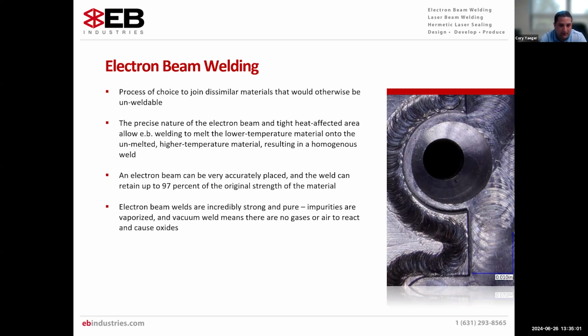An electron beam can be very accurately placed, and the weld can retain up to 97% of the original strength of the materials. Electron beam welds are incredibly strong and pure. This is because impurities are vaporized, and being welded inside of a vacuum means there are no gases or air to react and cause oxides.